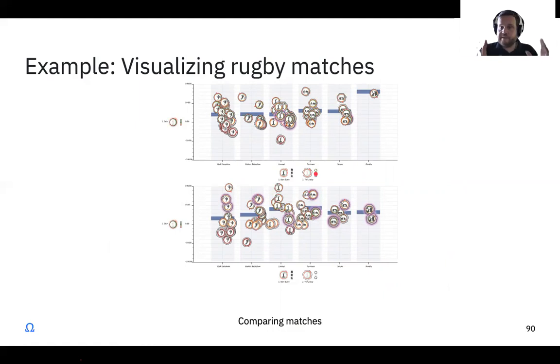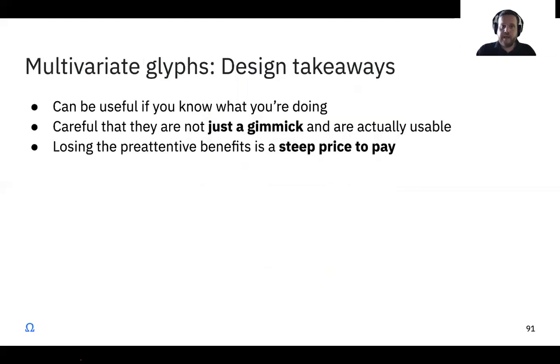But this has been mentioned as one of the few cases where glyphs have actually been successful in encoding visual information, and that's indeed the point that I spoiled a bit: that they can be useful if you know what you're doing. But you really have to be careful that they are not just a gimmick, much like, in my opinion and many other people's, Chernoff faces are, and that they are actually usable. Losing the pre-attentive benefits is a very steep price to pay.